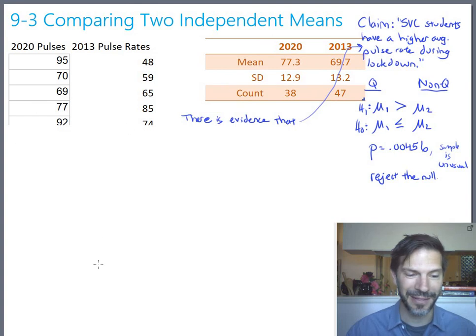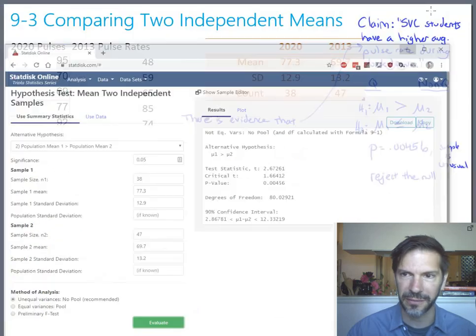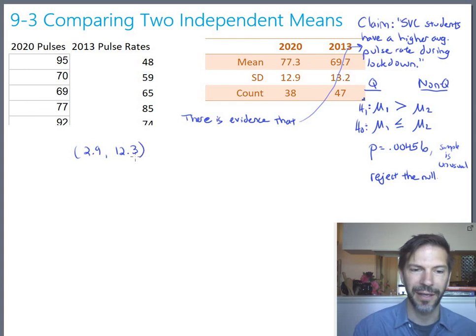So let's go back to StatDisk. And the confidence interval is right there. It was about 2.9 to 12.3. And again, if you're going to interpret this confidence interval, keep in mind it always talks about how much bigger group 1 is than group 2.